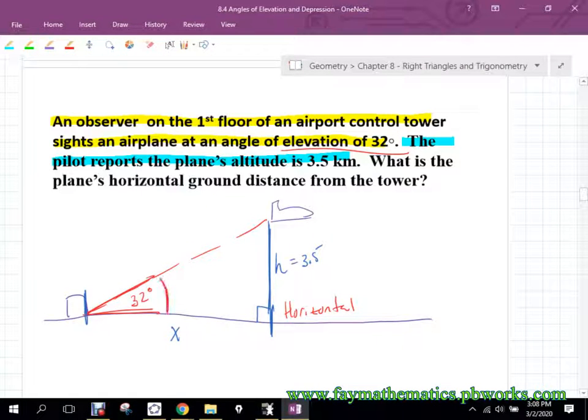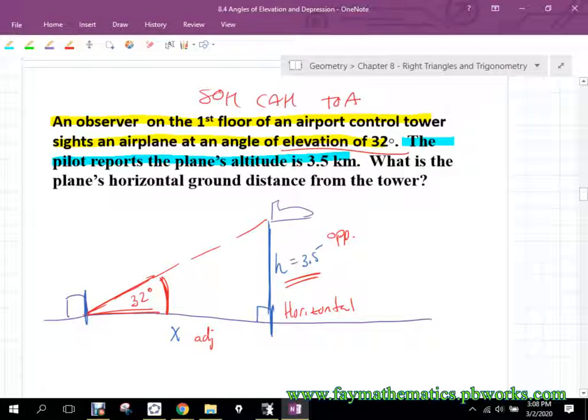So now here's my question. If I've got that angle, can I name the sides of my triangle off that angle? What would this 3.5 be? Opposite. What would X be? Adjacent. Which trig ratio uses opposite and adjacent? Tangent. So I'm going to say tangent of 32 degrees is equal to opposite, which is 3.5, over adjacent, which is X, right?